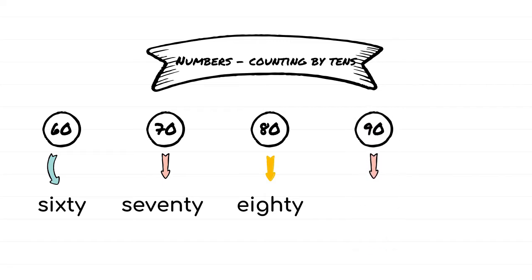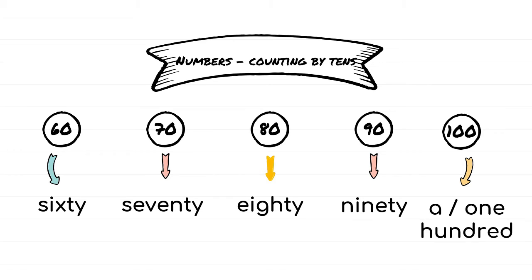Next is 90. N-I-N-E-T-Y, 90. And our last one for today is 100 or 100. A-H-U-N-D-R-E-D, 100, or O-N-E-H-U-N-D-R-E-D, 100. You can use both a or one.